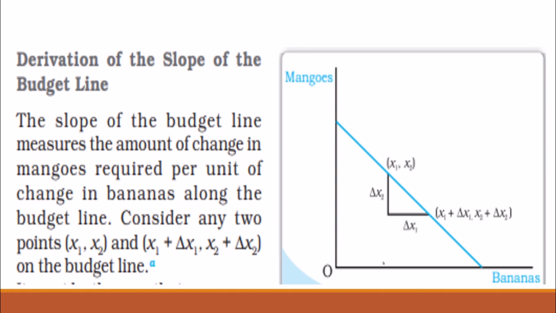So how can we derive the slope of the budget line? That is what we are going to see from here onwards. As we have taken, mangoes are measured along the y-axis and bananas along the x-axis. The slope of the budget line takes into consideration the change in mangoes required per unit of change in banana while you are on the same budget line. Here we take 2 points, point A and point B.